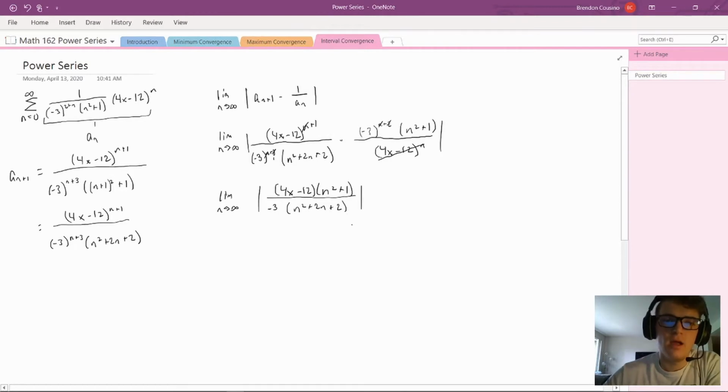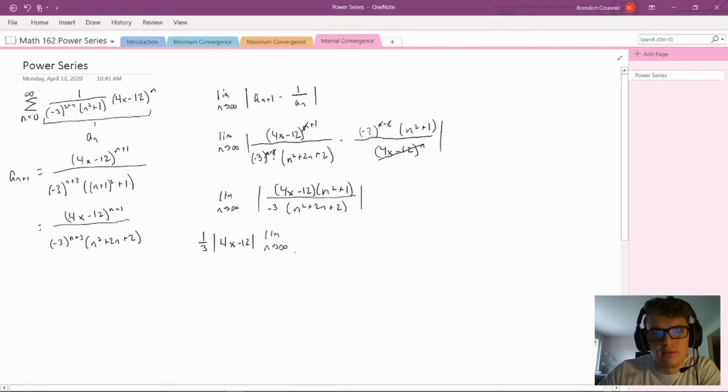Absolute value. Okay, and then since this limit is in terms of x, what we can do is pull out the 4x minus 12 and pull out this negative 3. But when the negative 3 is inside the absolute value, and remember the 3 is in the denominator, so it's going to be a positive 1/3. So we'll have a 1/3 times the absolute value of 4x minus 12, and we still need the absolute value on the 4x minus 12, because if this x value changes, this expression inside of the absolute value can be negative, so we need to make sure it stays positive. Okay, so then we have the limit as n approaches infinity of whatever we have left inside here.